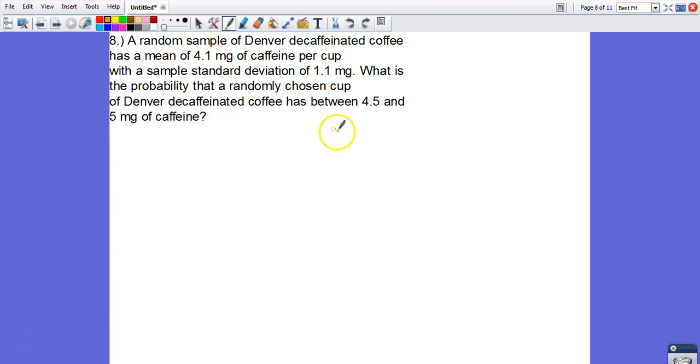First of all, let's see if this matches any of our standard deviations. If 4.1 is our mean, that's 0, right? One standard deviation is going to be 5.2 positive, and a negative standard deviation is going to be 3. So no, we are out of luck. 4.5 and 5 is not going to be either one of the standard deviations, so we're going to have to do it by hand, where we find the standard score of 4.5 and 5.